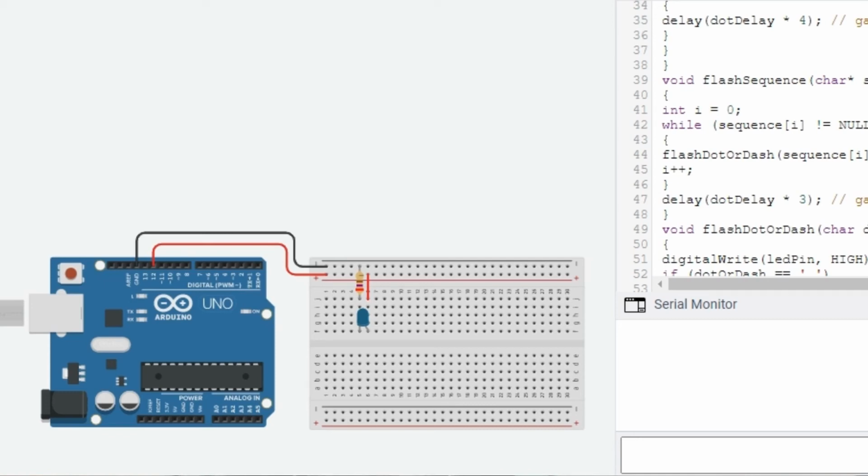When we write a word on the serial monitor, the LED will light up in 2 signal durations, which are dashes and dots. We can then determine the word according to the Morse code chart.